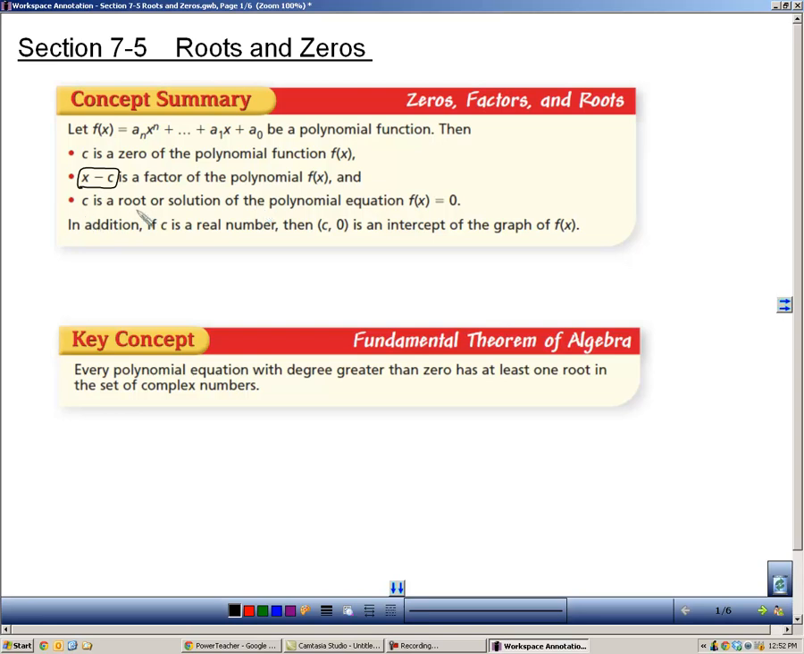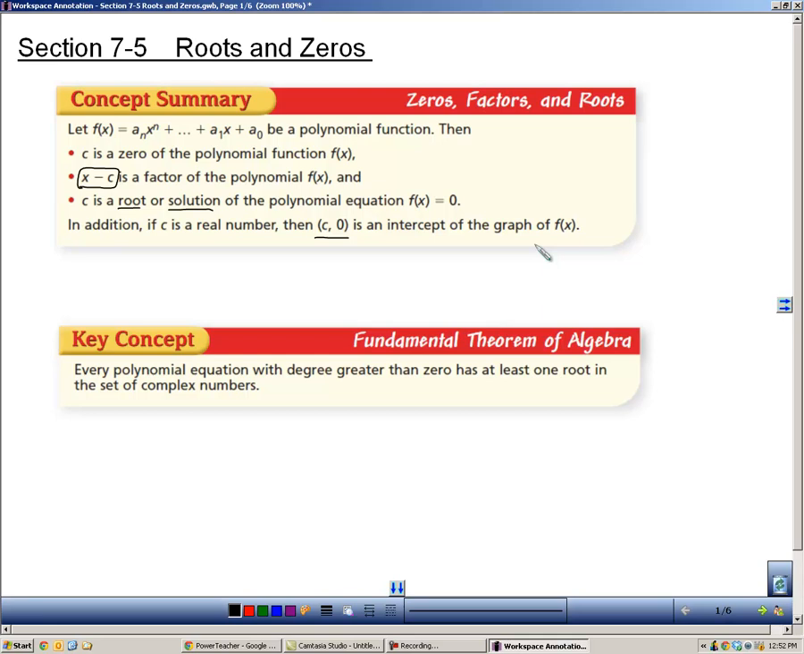We also call c a root or a solution if the function is set equal to 0. Now that's something that we've done in the past where we set a function equal to 0 and we solve for it. This summary tells us that that's called a root or a solution. And then finally, the point c,0 is the spot on the graph where the function will touch the x-axis. So if c is a real number, then the point c,0 is an intercept for that function to touch the x-axis.